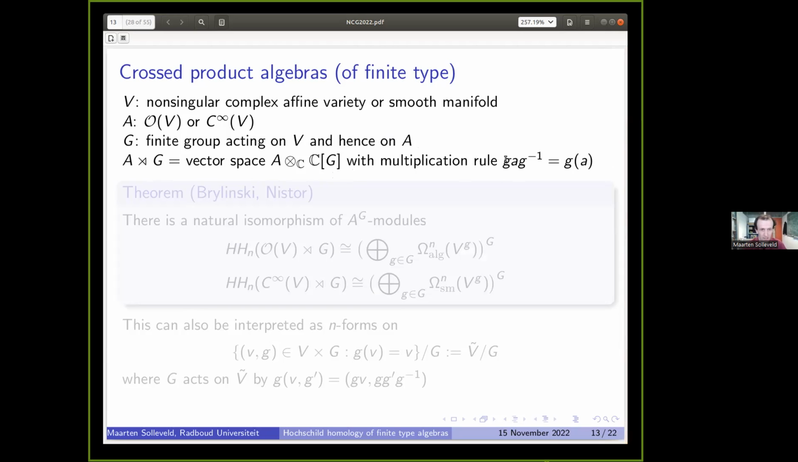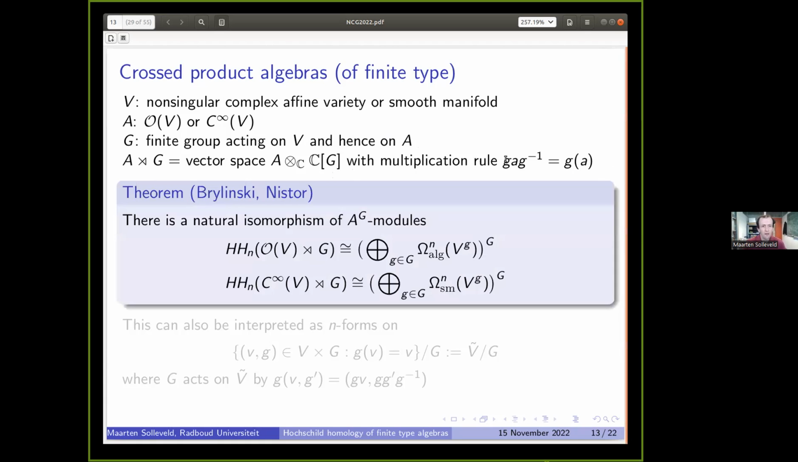So this is a well-studied class of algebras, and in fact, are they of finite type? Yes, surely. This is of finite type over O(V), at least in the algebraic case.